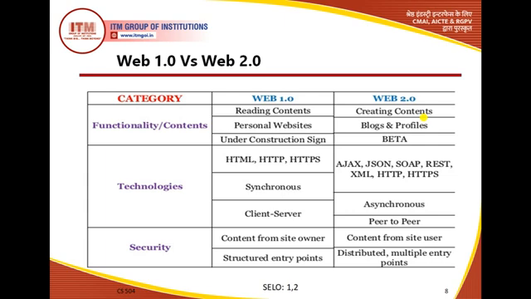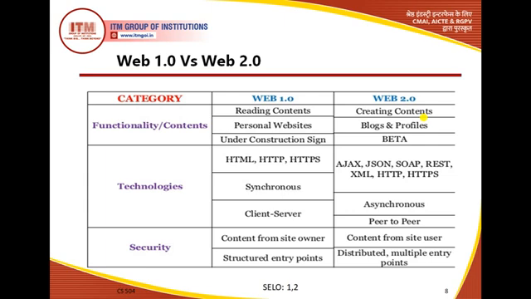So all these differences make one thing clear to us: Web 1.0 is an older version and the improved version is Web 2.0, where the contents were only being read in Web 1.0 technology, whereas here the contents can be created by the users as well, and they can be controlled by the users as well.